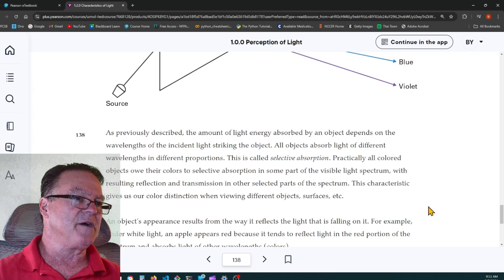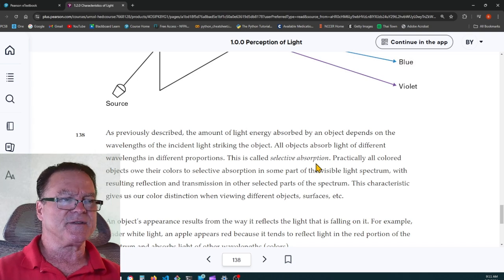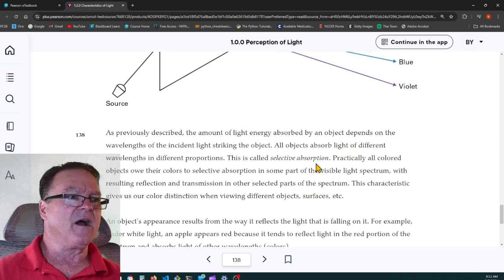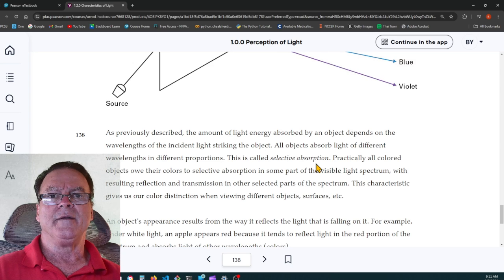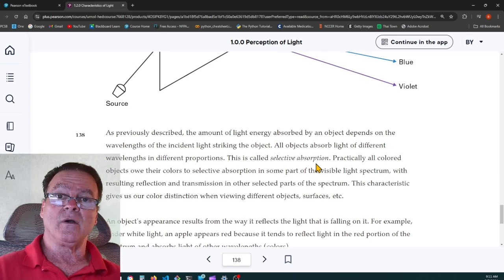Okay. As previously described, the amount of light energy absorbed by an object depends on the wavelength of the incident light striking the object. All objects absorb light of different wavelengths in different proportions. This is called selective absorption. Spectral analysis of the spectrum of light coming off of an object, scientists use that all the time to figure out what elements are in a star or a comet or a nearby planet.